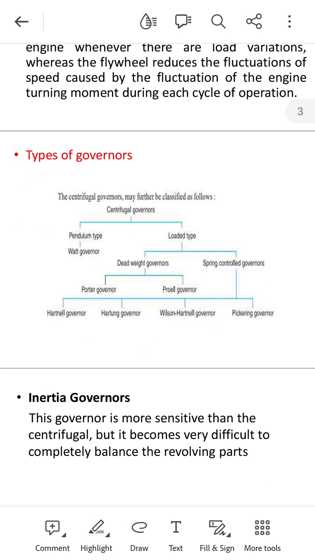The second type of governor is inertia governors. This governor is more sensitive than the centrifugal, but it becomes very difficult to completely balance the revolving parts.